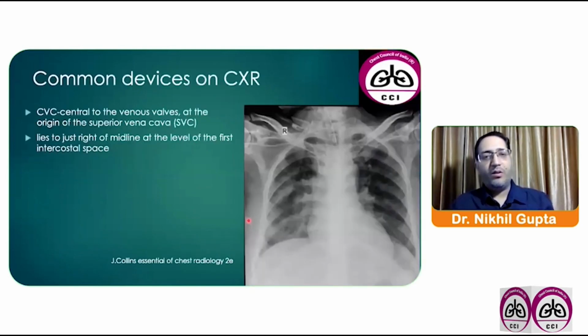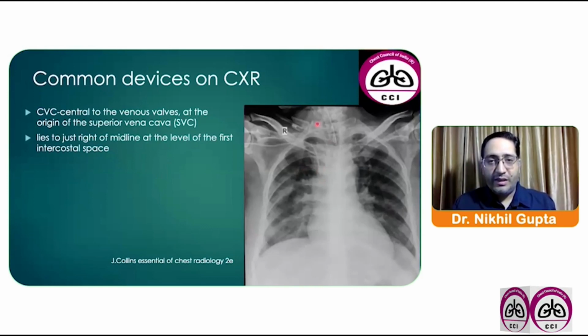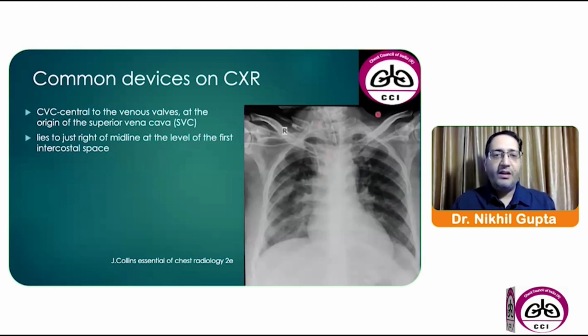And now coming to common devices on chest X-ray. The central venous catheter is central to the venous walls at the origin of the superior vena cava. So it lies just to the right of midline at the level of the first intercostal space. It can be seen here. Also, we can see a left-sided venous catheter from this end of the X-ray going to the origin of the superior vena cava.